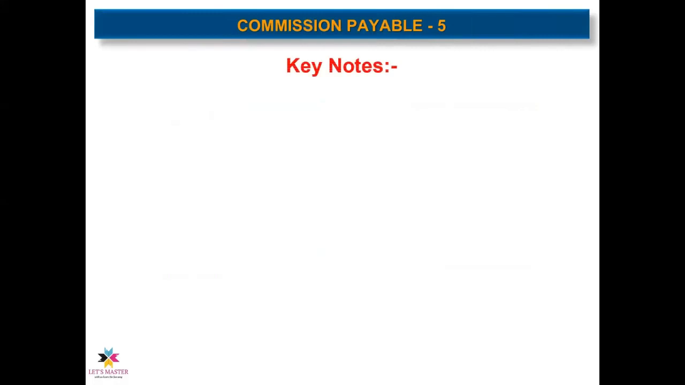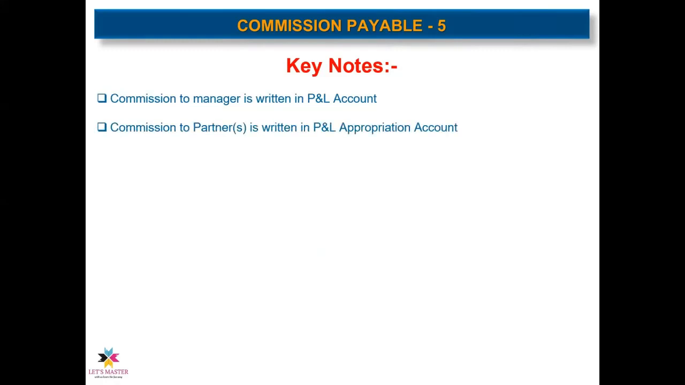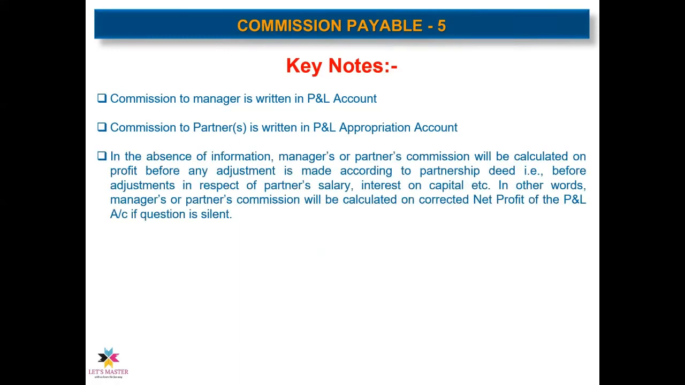There are a couple of things that you should keep in mind. Commission to manager would be written in profit and loss account and not in profit and loss appropriation account. But commission payable to the partners would be written in profit and loss appropriation account and not in profit and loss account. In absence of information, managers' or partners' commission would be calculated on profit before any adjustment is made according to the partnership deed.